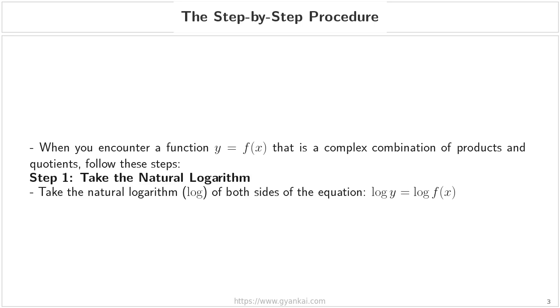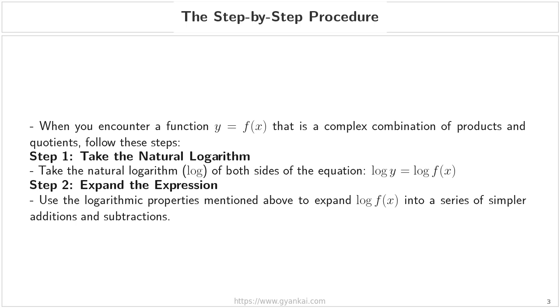Step 1 is to take the natural logarithm of both sides of the equation. Instead of working with the function as it is, we rewrite it as log y equals log f of x. This simple step allows us to use the properties we just discussed. Step 2 is to expand the expression. Here, you will apply the product, quotient, and power rules of logarithms to break down the log of f of x. The goal here is to transform a complicated single term into a series of much simpler additions and subtractions.